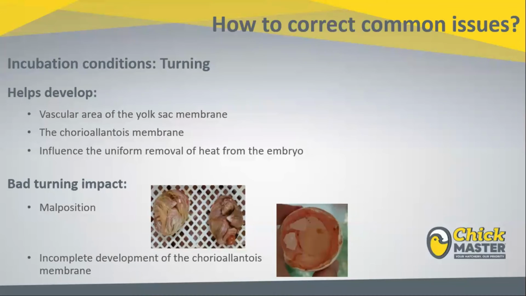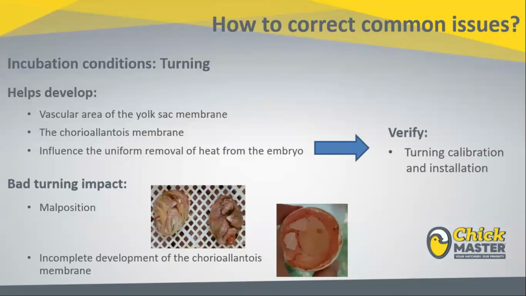So if we are facing bad turning, we can see some malposition, malformation, or incomplete development of the chorioallantoic membrane, or an excess of urates. So this can be a result of bad turning. In this case, we should verify if our turning is well calibrated and working well.